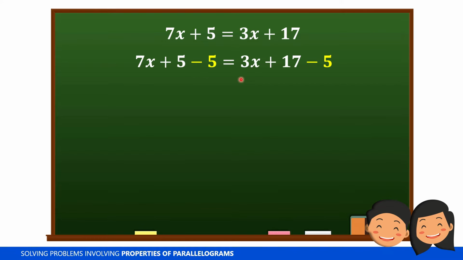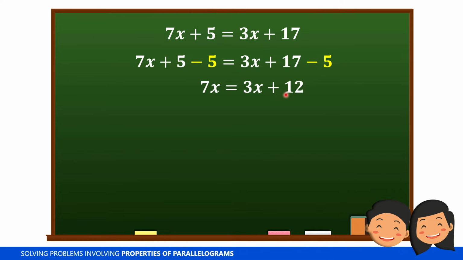Let's add negative 5 to both sides of the equation for us to eliminate positive 5 on this side. So let's just copy 7x, and 5 minus 5 is equal to 0. So 7x will remain on the left side, equal to 3x. Let's just copy this and combine like terms. So we have 17 minus 5, that is equal to positive 12. Now we have the equation 7x is equal to 3x plus 12.